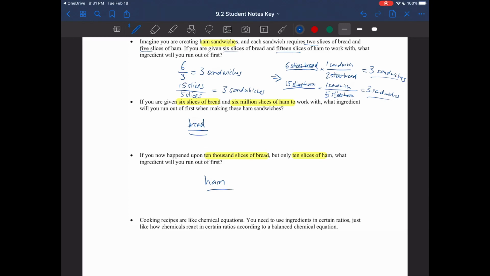So cooking recipes are like our chemical equations. You have to use ingredients in certain ratios if you're following that recipe. Maybe if you're not some master chef who's just making up recipes, but if you're following that recipe, you have to use those certain ratios. And that's just like our chemical equations, where chemicals have to react in certain ratios according to that balanced chemical equation. So those coefficients tell us maybe it's a 5-to-1 ratio or a 3-to-1, etc.